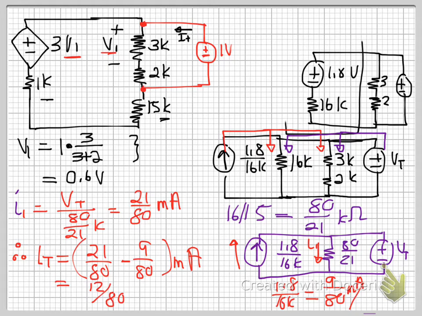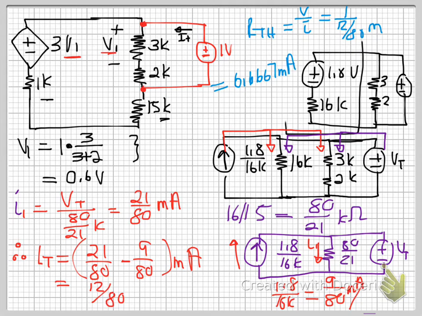So now we have enough information to determine our Thevenin resistance. So our Thevenin resistance is V over I, which is 1 over 12 over 80 milliamps, remember.